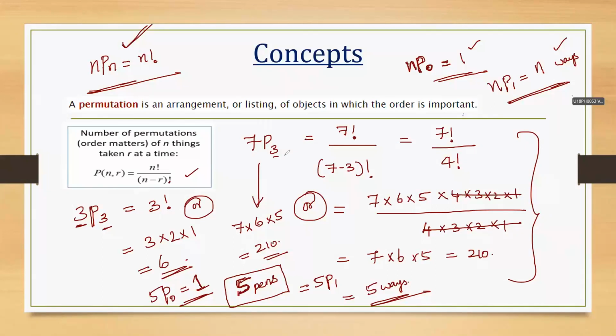Any doubts? The basic formula, the nPr formula. I need more responses, sir. So the basic formula is nPr is n factorial by n minus r factorial. To find the value without using the formula, just start the number from n, going down for r number of terms.